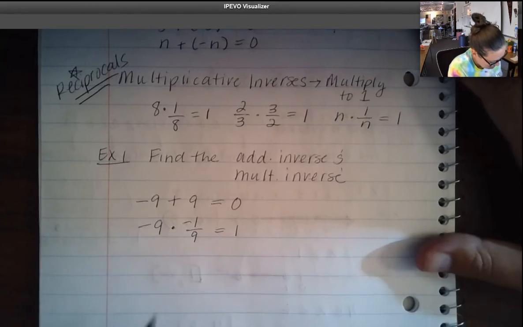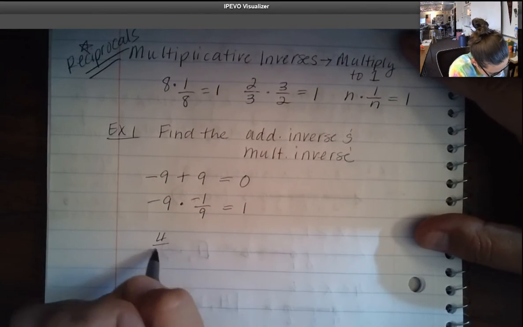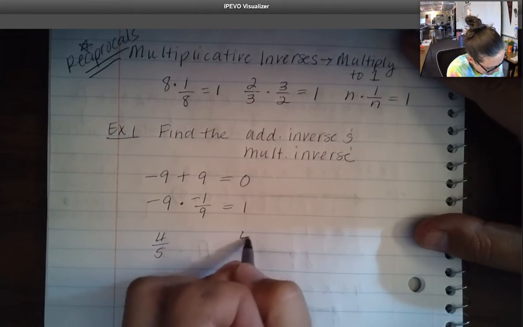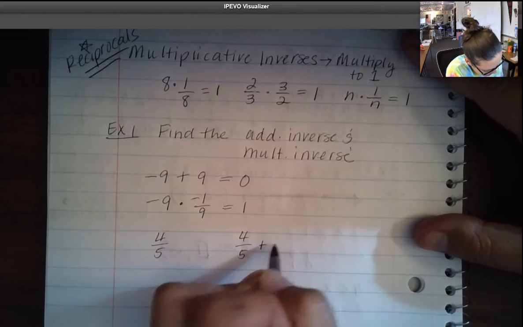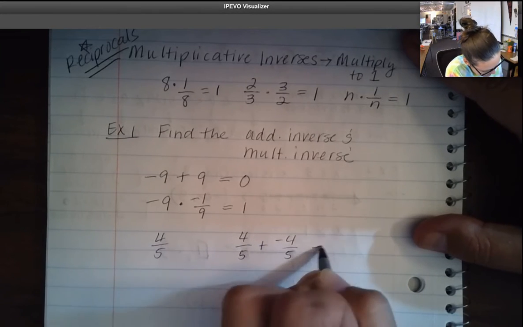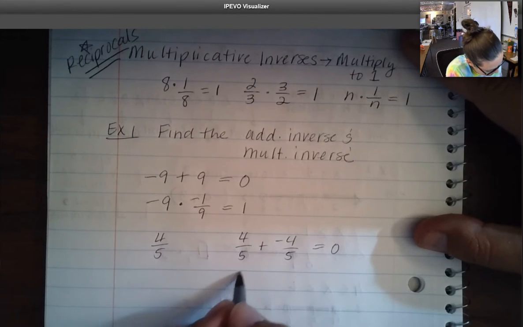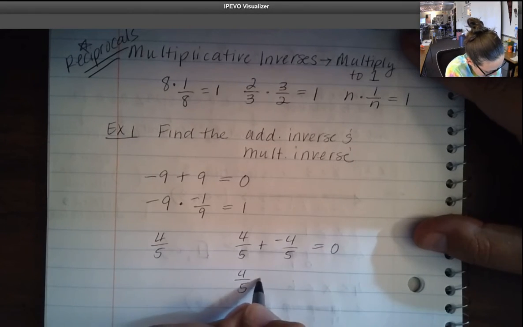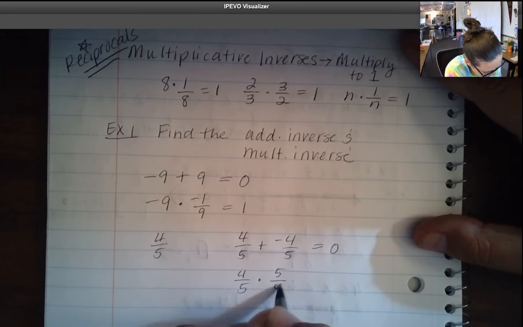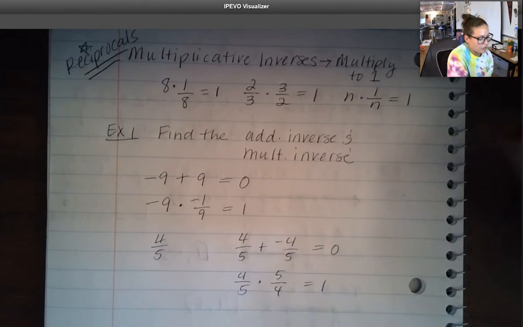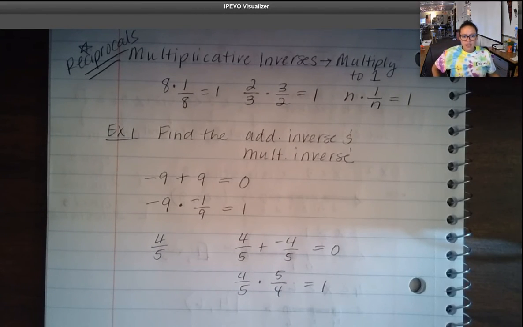Let's try another number. 4/5. 4/5 plus -4/5 gives me 0. Those are additive inverses. 4/5 times 5/4 gives me 1. Those are multiplicative inverses.